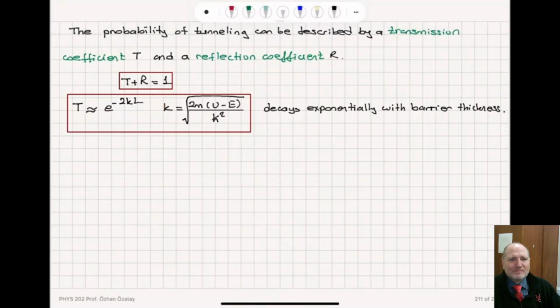Now, what is K here? K is the wave vector, which has a magnitude square root of 2m (U minus E) over h bar squared. Remember that these are bound solutions, so U is greater than E, so this K is a real number. Therefore, this is going to be an exponential decay with barrier thickness. So you can see that as L increases, the probability of tunneling to the other side decays exponentially.